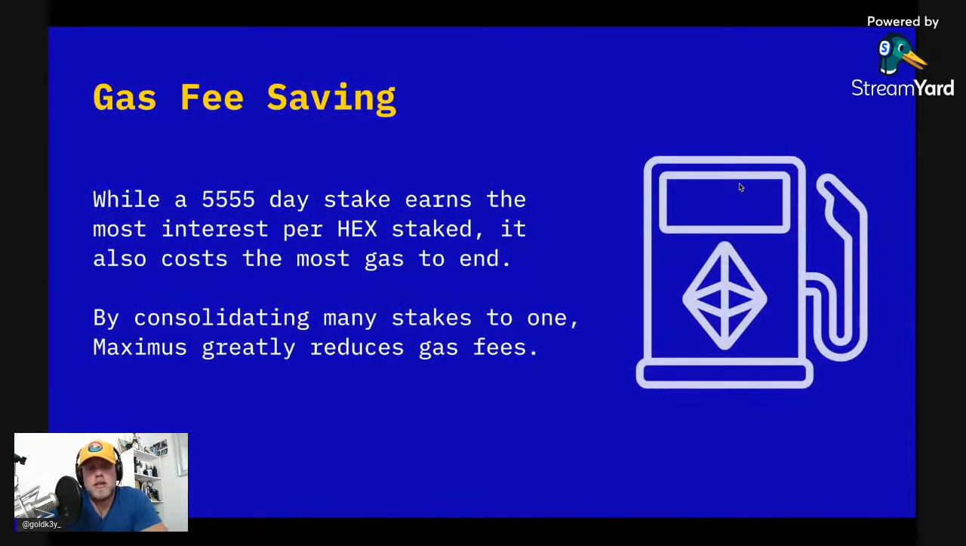Gas fee savings. While a MaxLink stake earns the most interest per hex staked, it also costs the most gas to end. So this is definitely a big issue for hexkins, and honestly, one of the biggest reasons Richard Heart is building Pulse Chain is because of gas fees. By consolidating many stakes into one, Maximus greatly reduces gas fees.